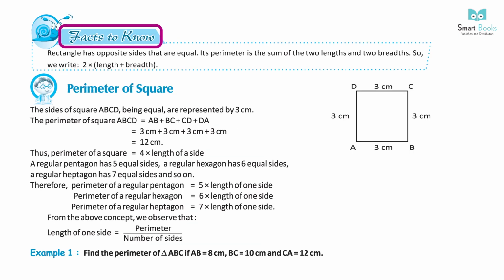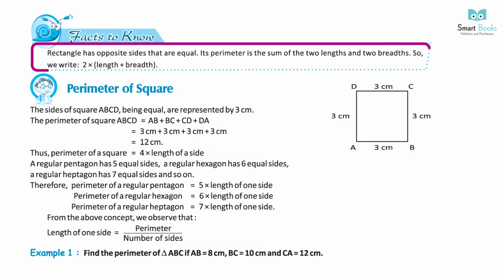Facts to know. A rectangle has opposite sides that are equal. Its perimeter is the sum of the two lengths and two breadths. So, we write 2 × length + breadth.